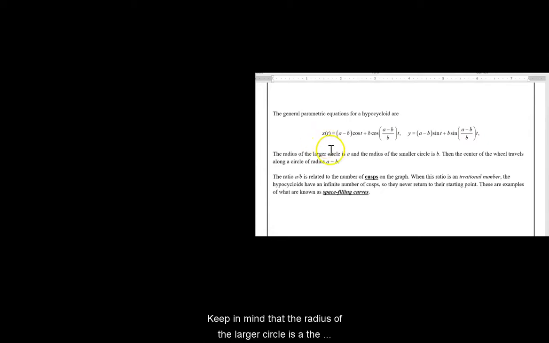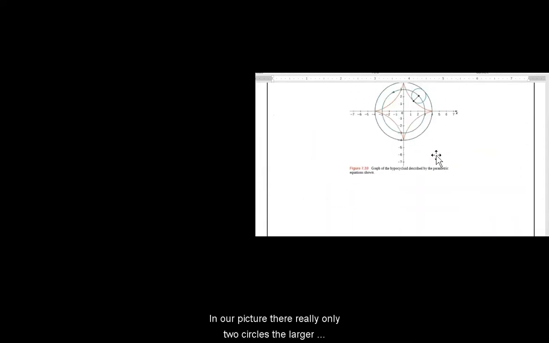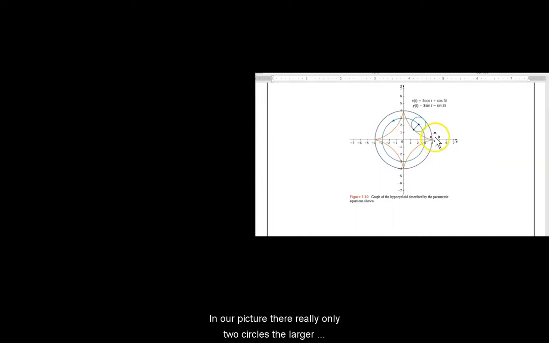Keep in mind that the radius of the larger circle is A and the radius of the smaller circle is B. In our picture, there are really only two circles, the larger one, which is blue on the outside, and this little one, which is green. This inner circle here is the trace made by the center of the small circle as it moves around on the inside of the outer circle.